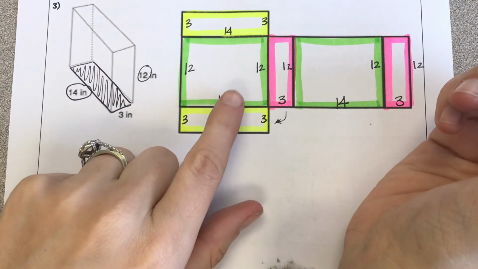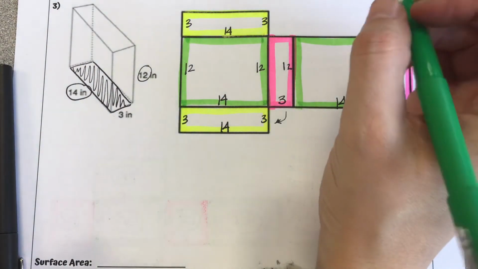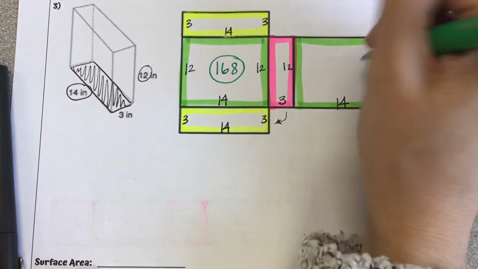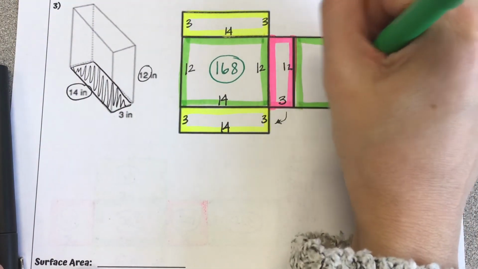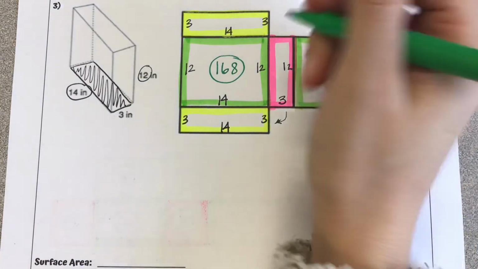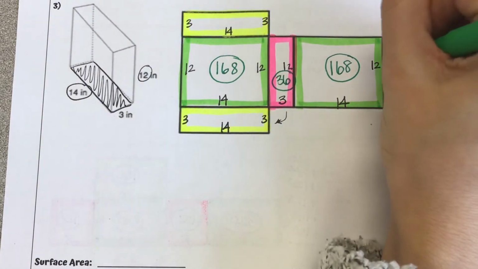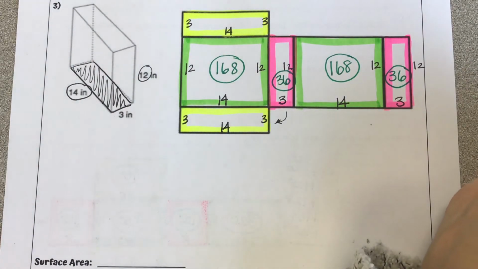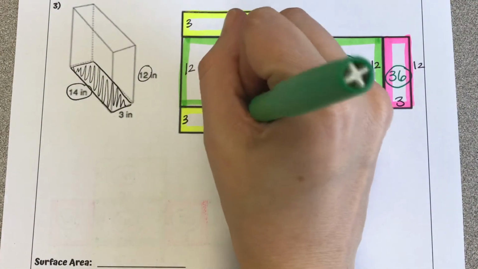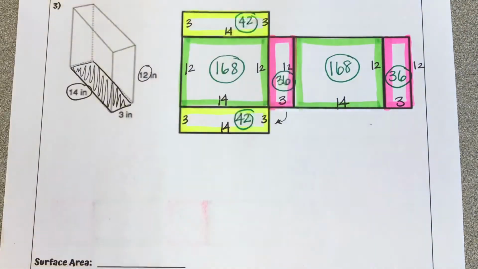So I'm going to multiply. 14 times 12 is 168. So both of the green rectangles are 168. My pink 12 times 3 is 36. So both of those pink rectangles are 36. And then our bottom 14 times 3 is 42. So both of those are 42.